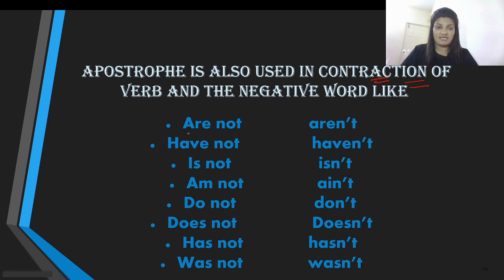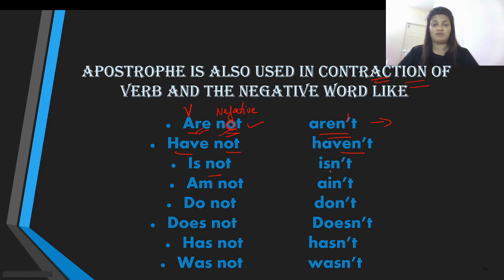Now you can see here, are not. Are is your verb and not is your negative word. When you combine these two, you get aren't. Now what have we done? We have kept the verb intact, removed the letter O, and inserted the apostrophe, and the word is now pronounced as aren't. Are not becomes aren't.